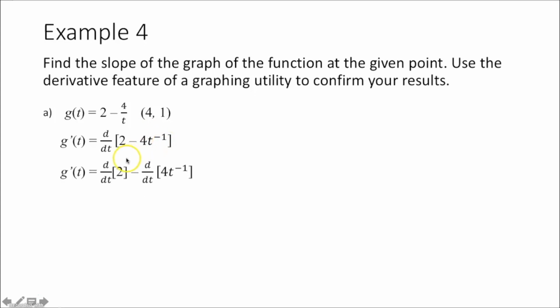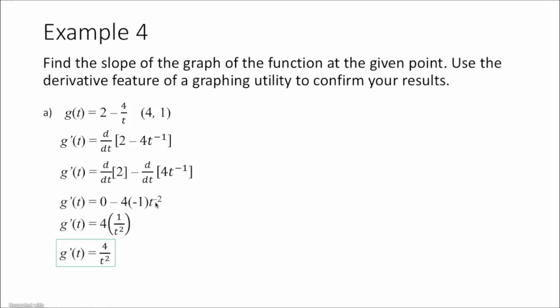I then use the sum and difference rule to take the derivative of each term. The derivative of 2 we know is just 0 because the derivative of a constant is 0. The derivative over here is a little more complicated because I have this 4 out front, so I'm going to leave it out front by the constant multiple rule and just take the derivative of t to the negative first using the power rule. So that's going to be negative 1 times t to the negative 1 minus 1, which is negative second power. Now, if I were to simplify this and bring the t to the negative second to the denominator, I have my derivative. Now, this is not your answer. This is the derivative of this function.